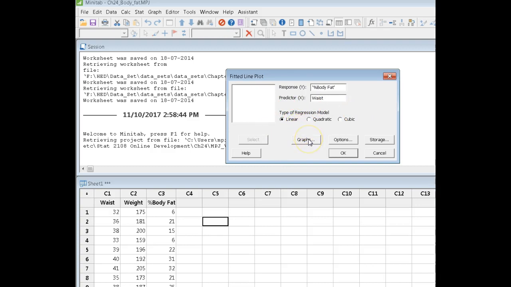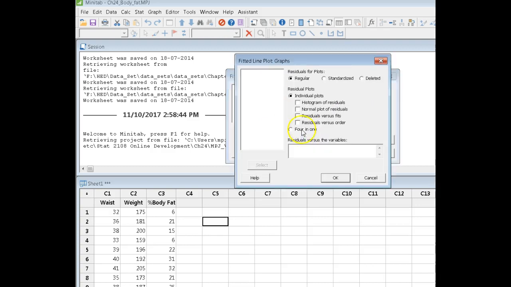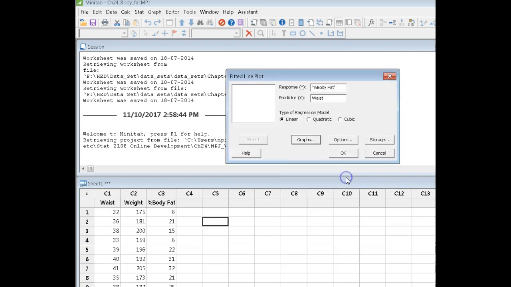Under the Graph tab, we need to check the residuals. So we go to the residual plots. We want the four in one. The reason we want to do this, your note says, is that if the data don't follow the assumptions of a regression, then there's not much point going ahead with it. So we want to check that straight out. All right, okay to that and okay to this.